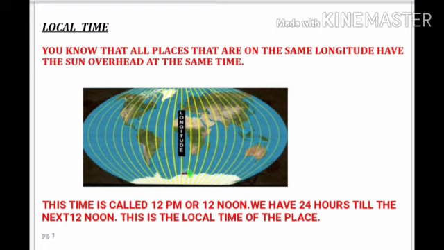You know that all the places that are on the same longitude have the sun overhead at the same time. This time is called 12 pm or 12 noon. We have 24 hours till the next 12 noon. This is the local time of the place. As you can see in the slide, the vertical lines on the map are called longitudes. All the places which will be coming between two vertical lines will have the same time.